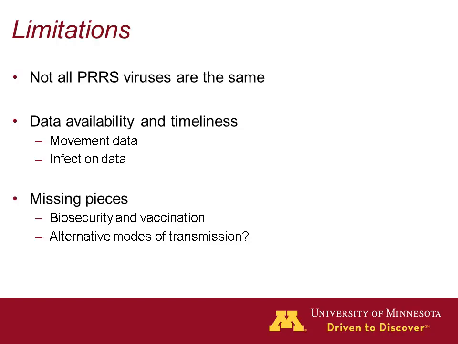And then we also have a number of missing pieces. We don't really have any information about variation of biosecurity across different sites. We don't have information about whether they are vaccinating, how often, and when. And we're not really accounting for potential alternative modes of transmission. We have some aspects of spatial transmission, and we have movement-based transmission, but we really aren't getting at, for example, other types of vehicles and personnel that are moving between sites, and we don't have any information on what they're doing, so we can't include that in the model.